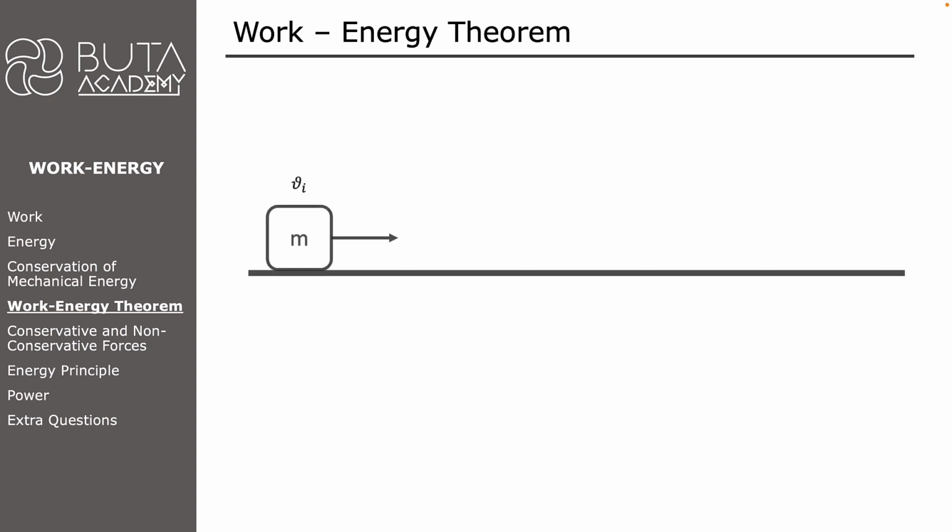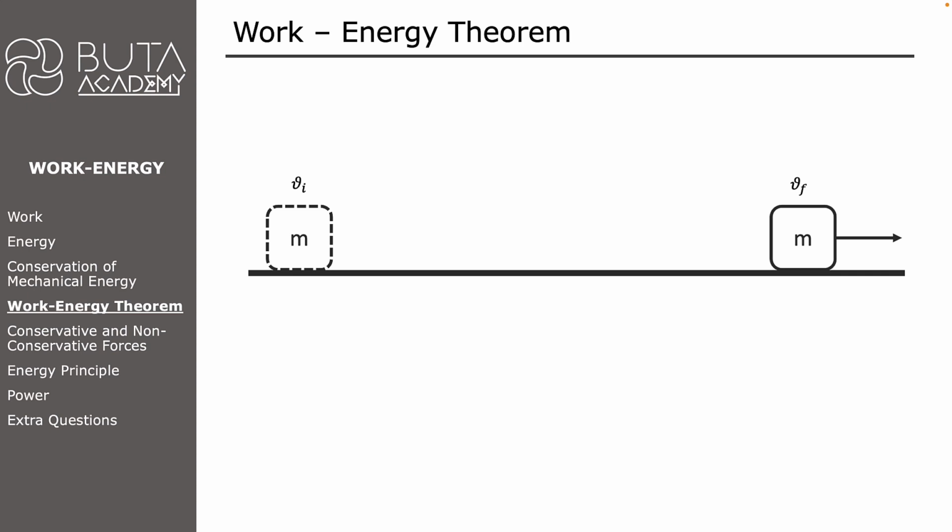Consider an object with mass m and initial velocity of vi. Under the influence of a net force, it moves to the right and eventually reaches the final velocity of vf. We must determine the net work done on this object. The problem is that no information has been given regarding the magnitude of the net force and displacement.